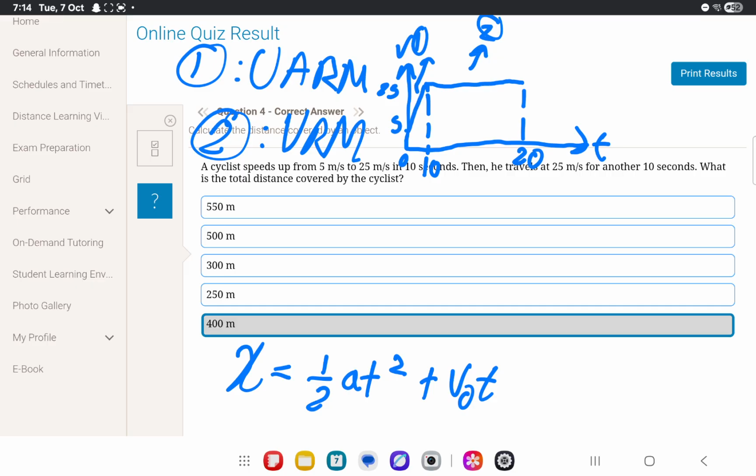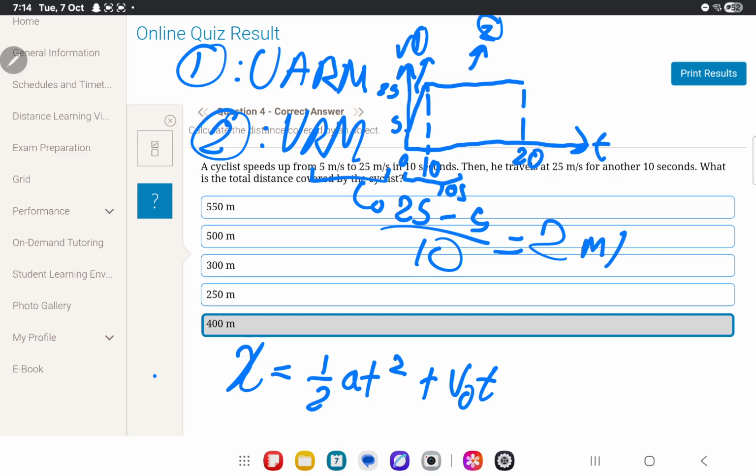What we can do now is solve using this equation, right? Now, how do we do this? It is actually very easy. So, half times the acceleration. Now, the acceleration is going to be 25 minus 5 over 10, right? Because it's delta V over delta T. Delta T is 10 seconds. Delta V is 25 minus 5. So, it's going to be 20 over 10, right? 20 over 10 is just 2 meters per second, right?